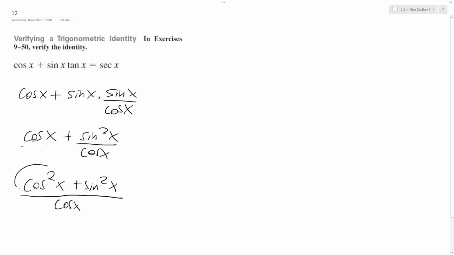So this is the trick. This is the trig identity, cosine squared x plus sine squared x. This right here equals 1, so I get 1 over cosine x. And 1 over cosine x is the same thing as saying the secant x, which equals the secant x.